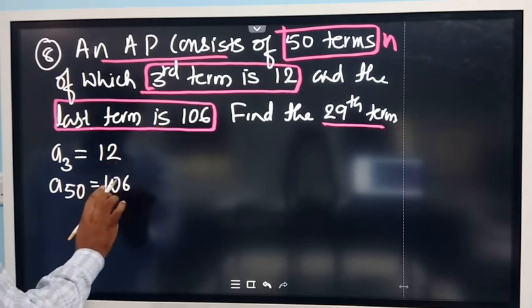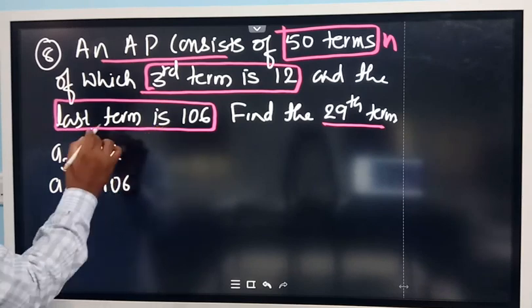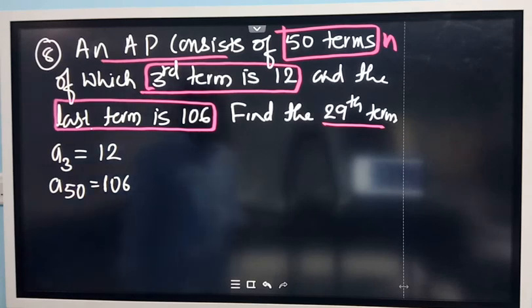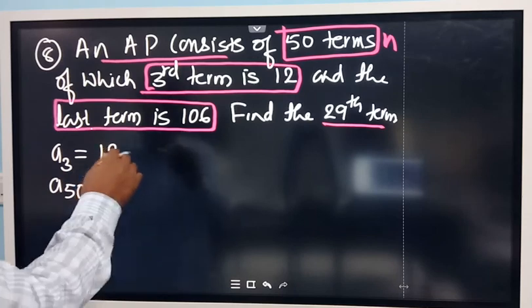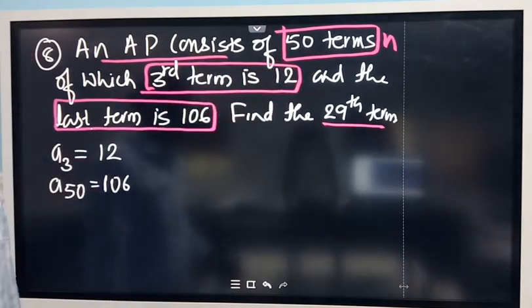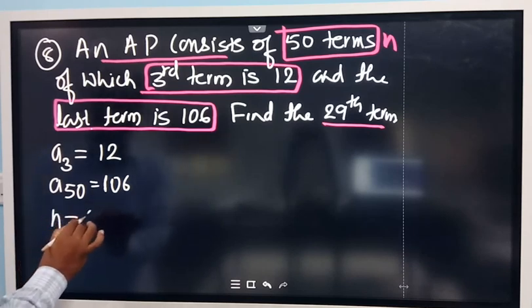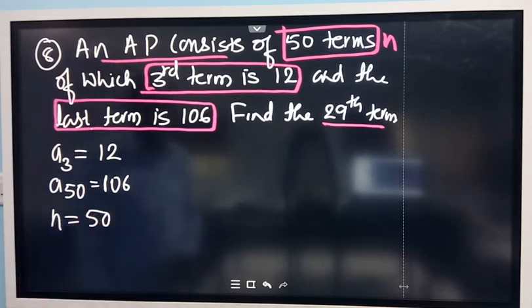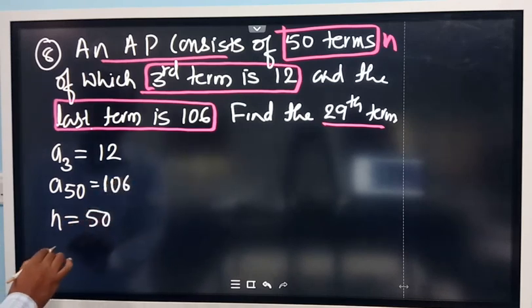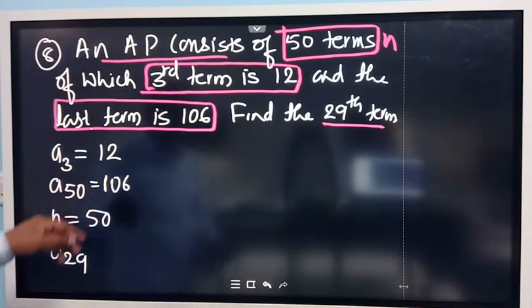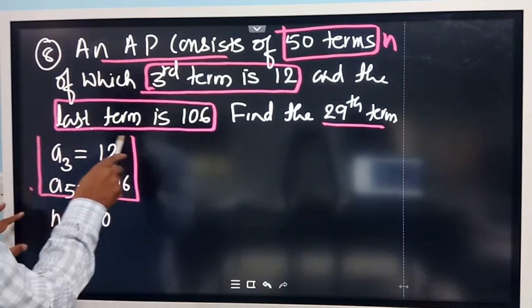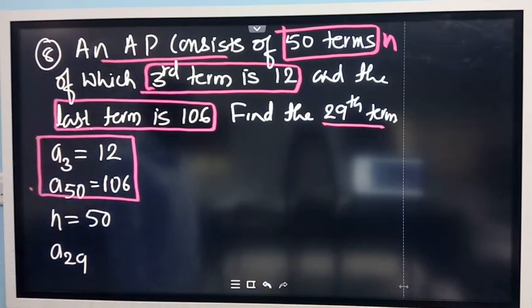106. It is not clearly given; only the last term is mentioned. Instead of telling A50, they are telling the last term. By looking at the number of terms, you can write that A50 is equal to 106. N is equal to 50. There are 50 terms. Find the 29th term, that means A29 is the question mark. From these two, you will get a pair of linear equations, and from there you can find the values of A and D.